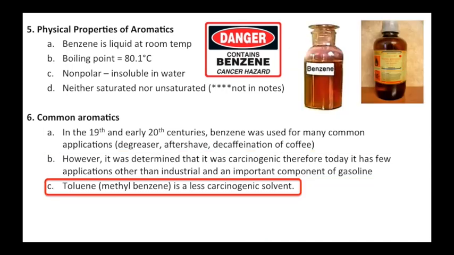Anyway, benzene can improve octane rating and it reduces engine knock. Now, methylbenzene is less carcinogenic, and so it's used in some applications today. Okay, that's it for aromatics.